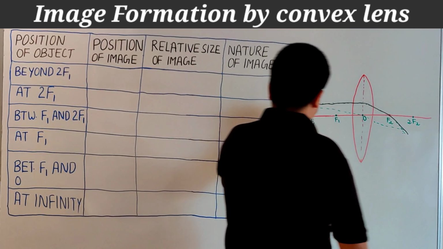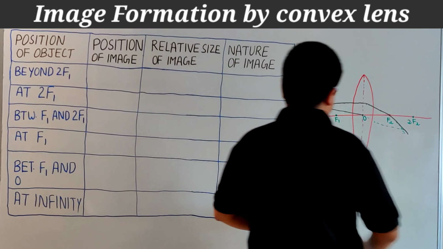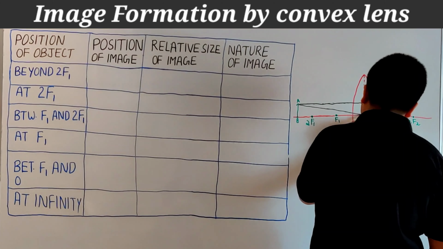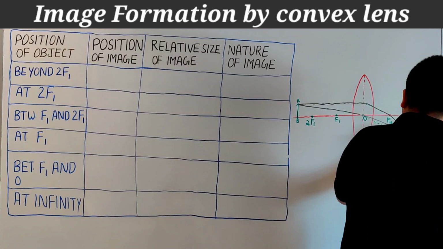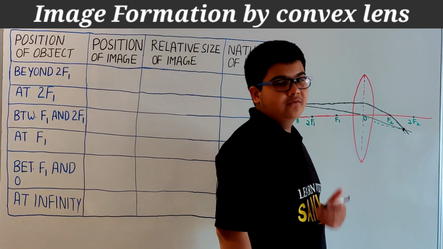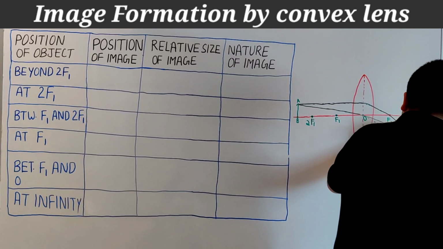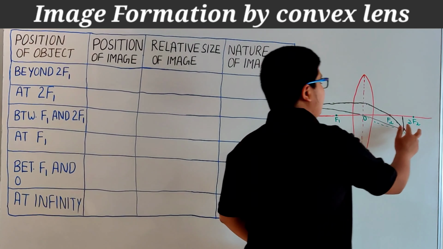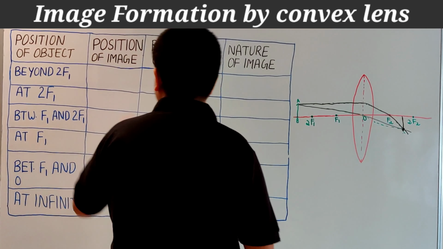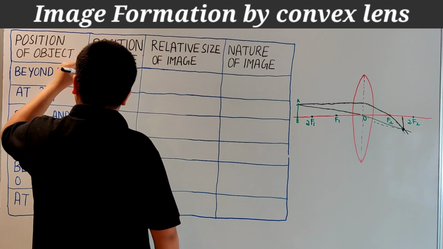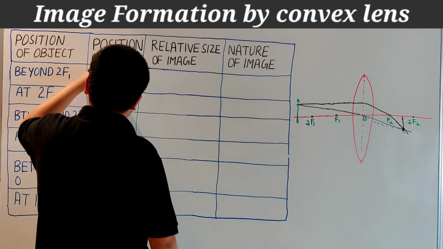And the second rule says that if the incident ray passes through the optical center, then it continues on the same path and passes through the optical center. So this is the point of intersection of both of these rays. If you carefully observe, this point is between F2 and 2F2. So from this we can tell that the position of image is between F2 and 2F2.